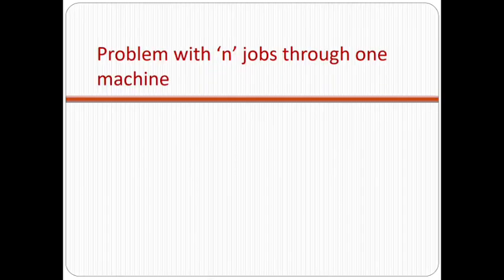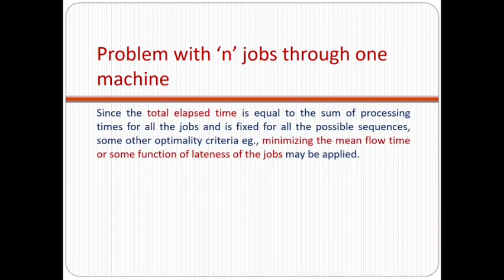And here we have only one machine. So the total elapsed time, which is equal to the sum of processing times of all the jobs, is fixed for all the possible sequences. So here the optimality condition is not to minimize the total elapsed time because it is fixed one. We will be having some other criteria like minimizing the mean flow time or some functions of lateness of the jobs. That is, we are going to reduce the lateness of the jobs.